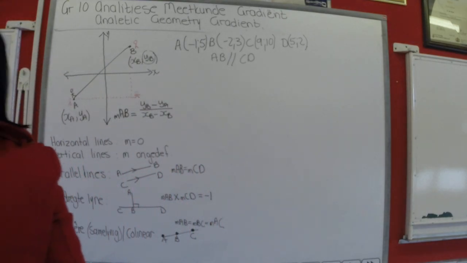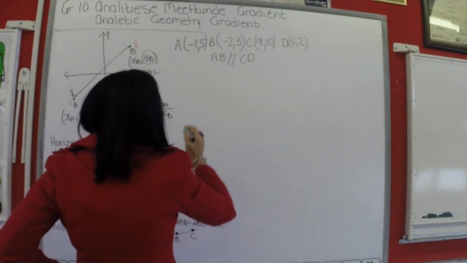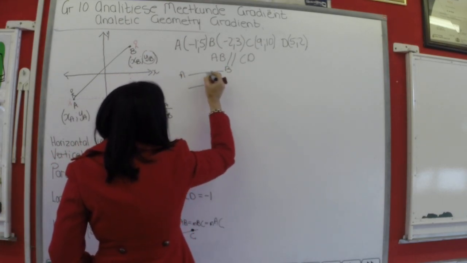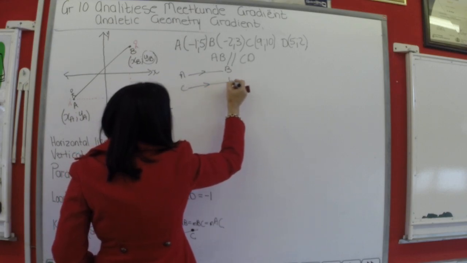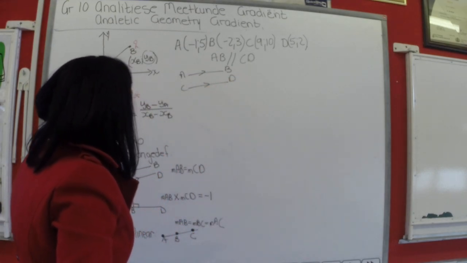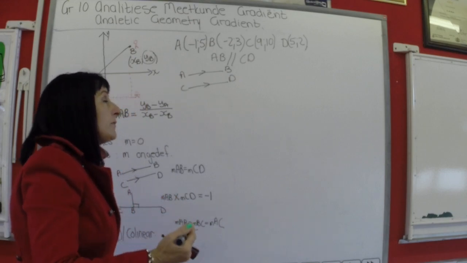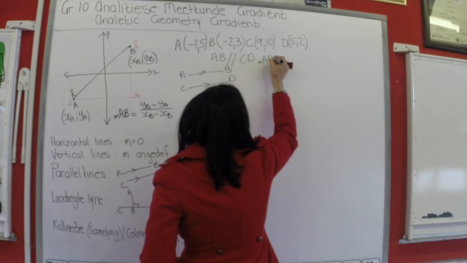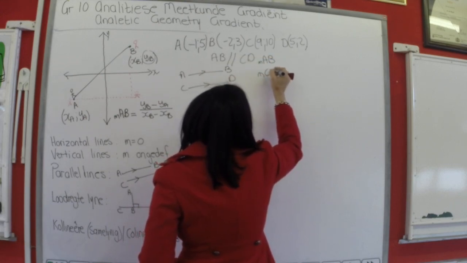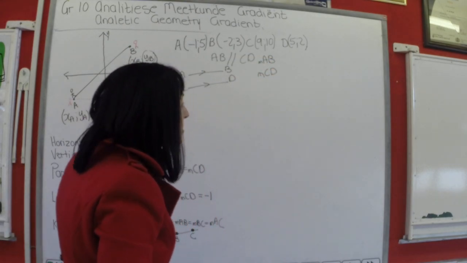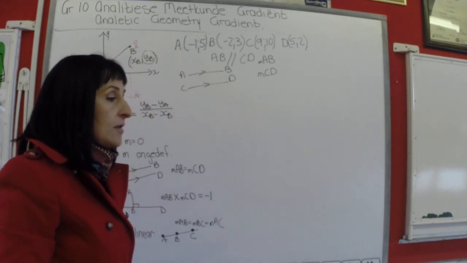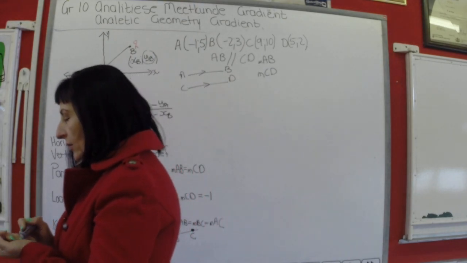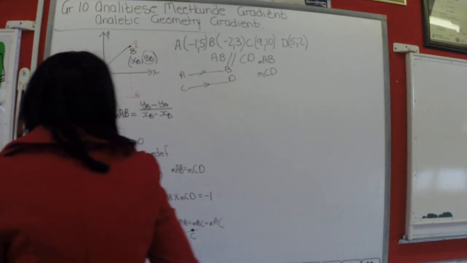Hoe bewys ons dat lyne ewewydig is aan mekaar? Met ander woorde, as ek 'n prentjie teken, moet AB en CD so lyk. So I must prove that. Okay, to prove that, I can prove lines is parallel if the gradients will be exactly the same. So kom ons gaan werk uit, onthou, ons sê nog nie dit is so nie, ons moet gaan kyk of dit so is. The question is prove it. So let's write in the coordinates as variables.